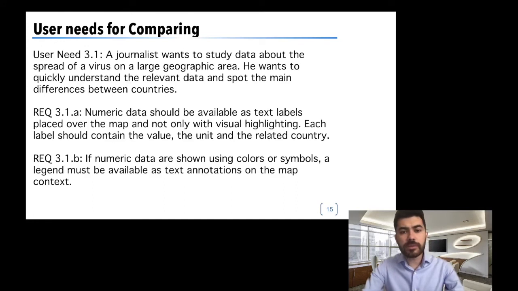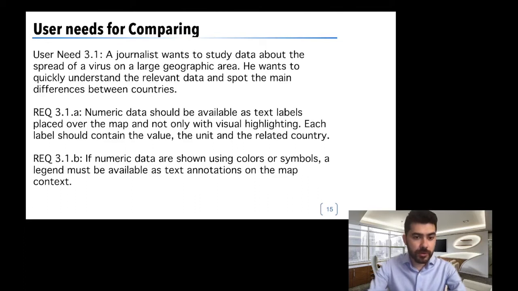A journalist wants to study data about the spread of a virus on a large geographic area. He wants to quickly understand the relevant data and spot the differences between the countries. Also, this one is very common, because think about maps used in magazines and newspapers. These maps should be easily understandable for a very large number of users.